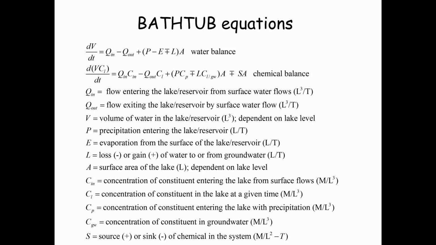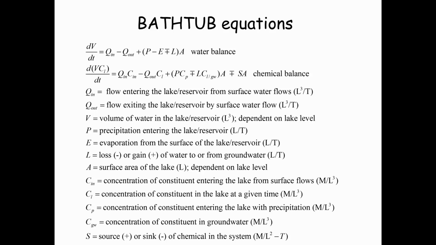So the one main difference between the chemical balance equation and the water balance equation is that we have an additional term, which is minus plus S times A, and S is the source or sink of the chemical that we're interested in within the system. So it could be dropping out, total phosphorus might be depositing out of the water column, and that would be a negative source or a sink, let's say, of that chemical out of the system.